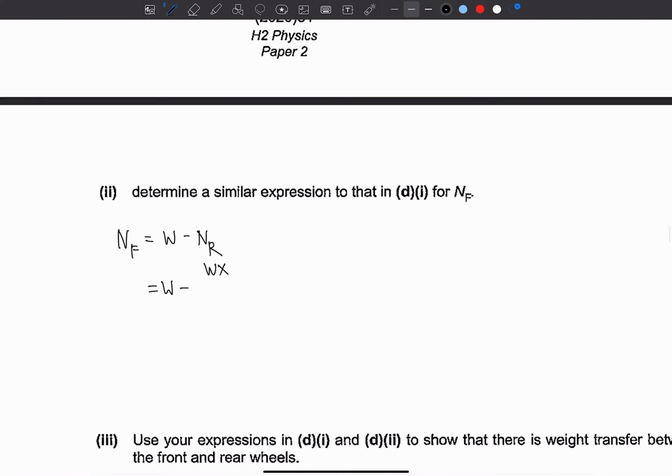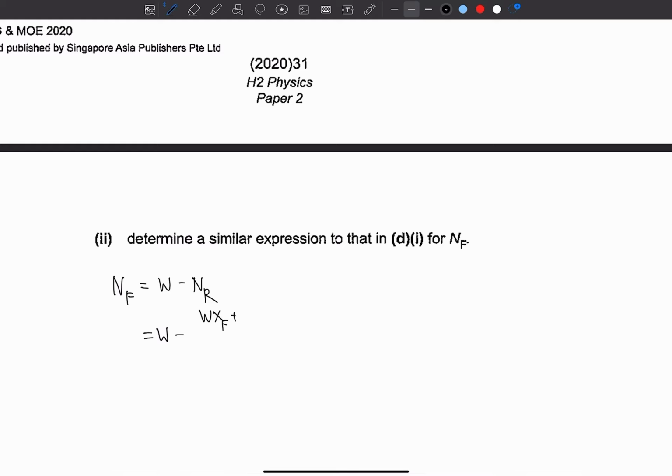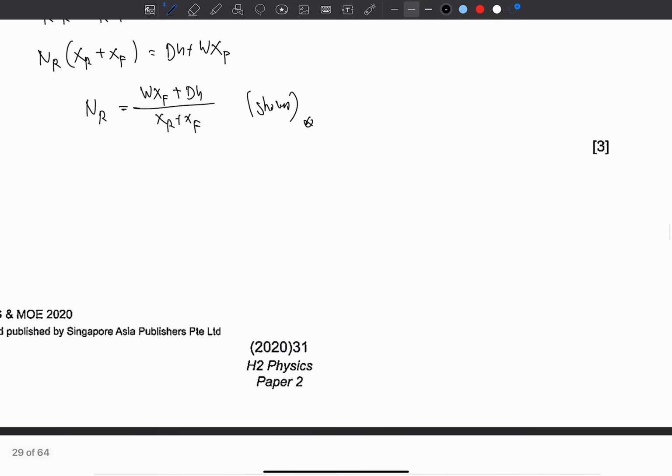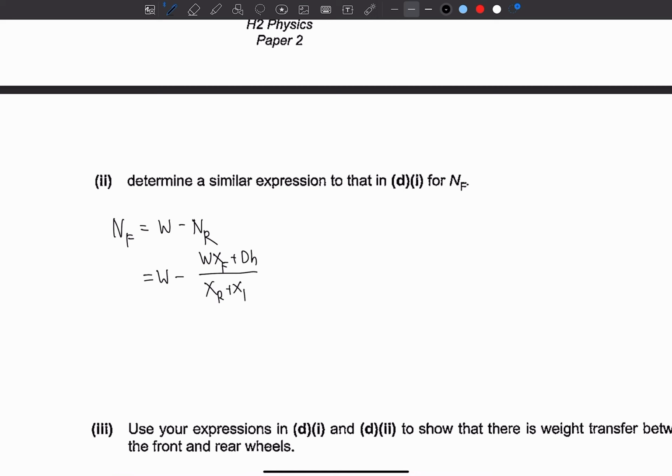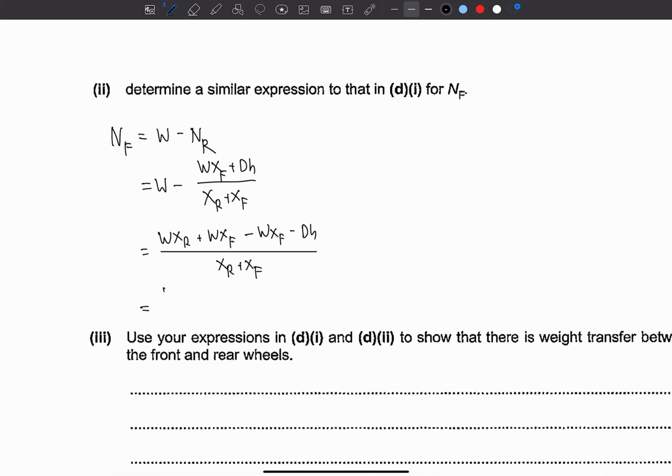XF plus DH, XF, all over XR plus XF. Expand it. Simplify. And we're done. That's it.